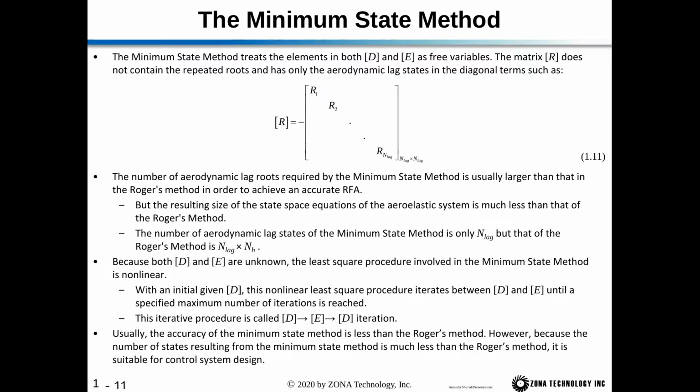Usually the accuracy of the minimum state method is less than the Rogers method. However, because the number of states resulting from the minimum state method is much less than the Rogers method, it is suitable for control system design.